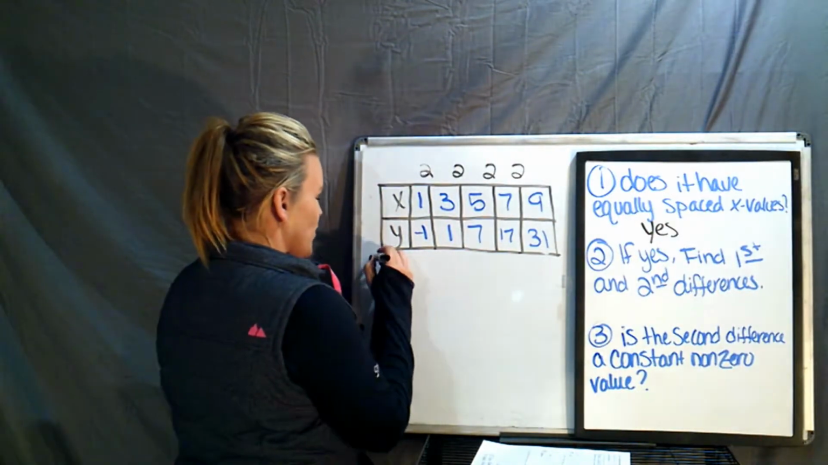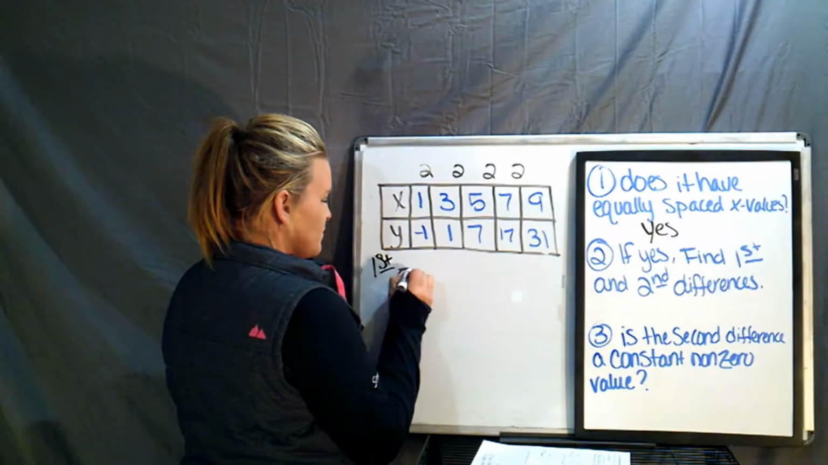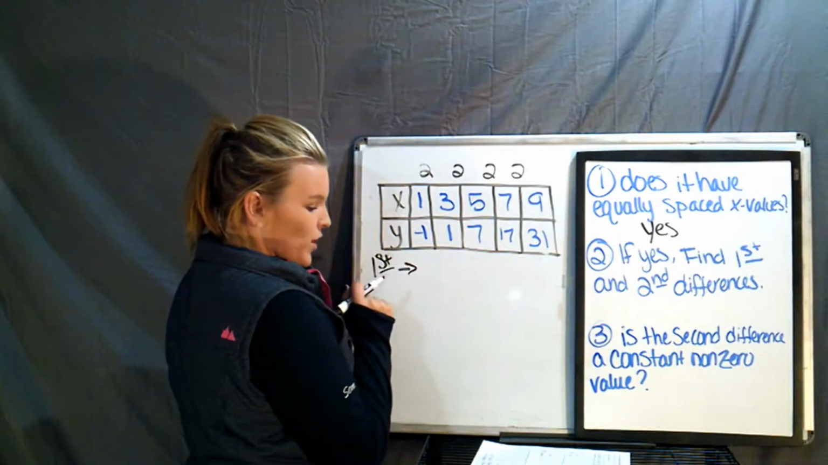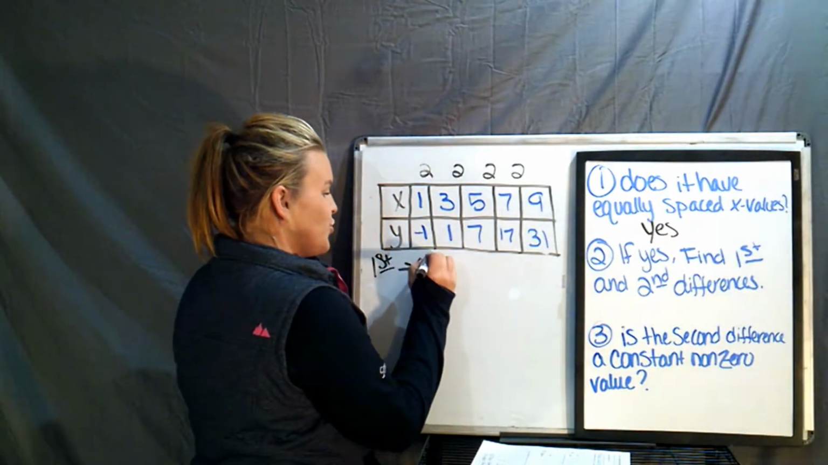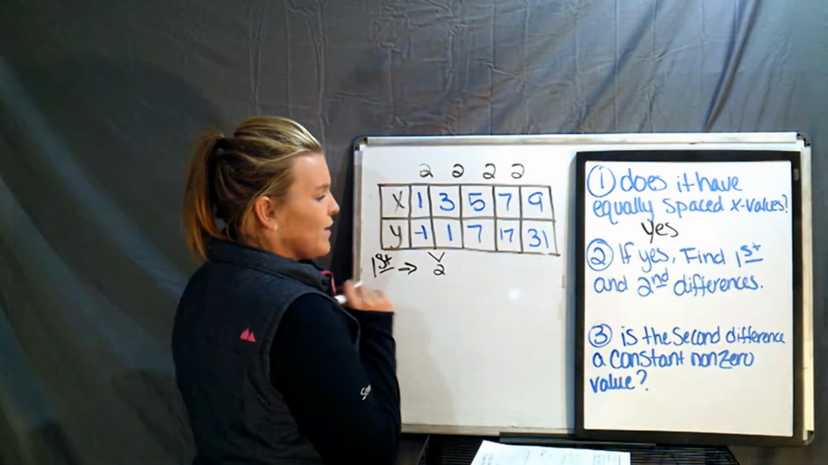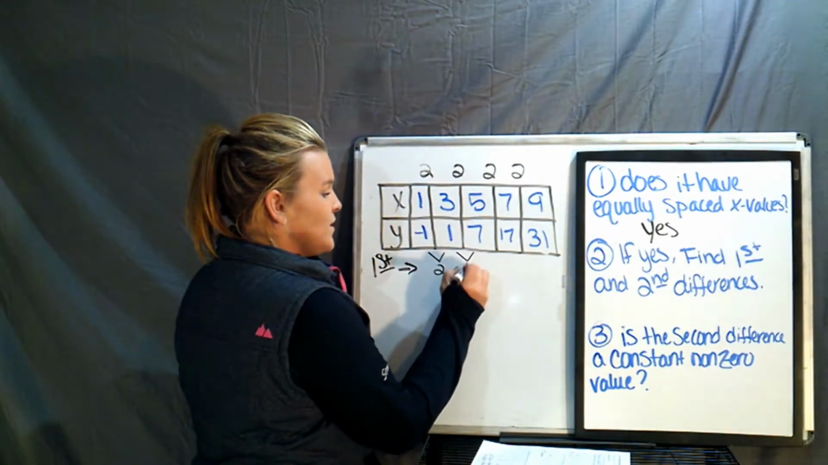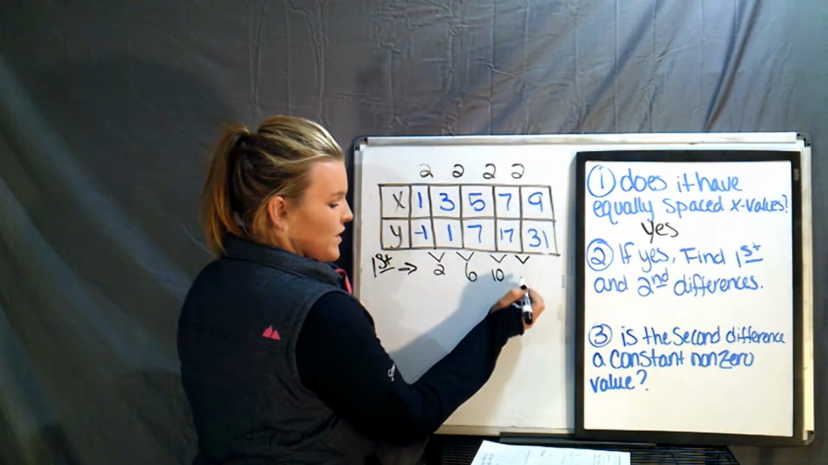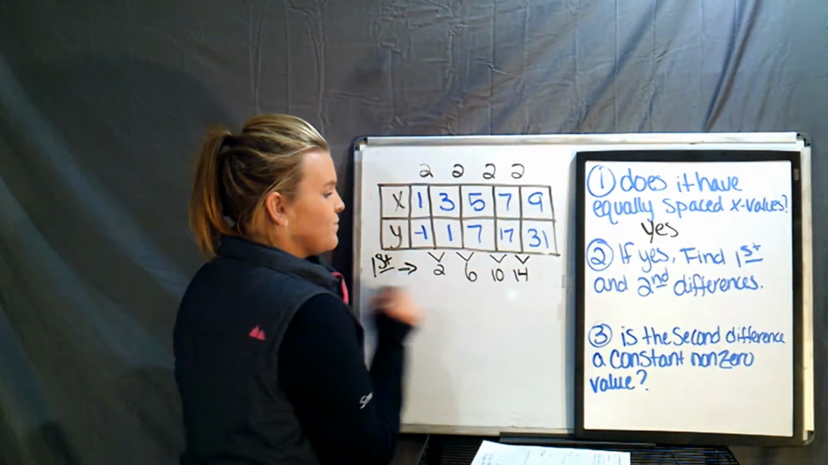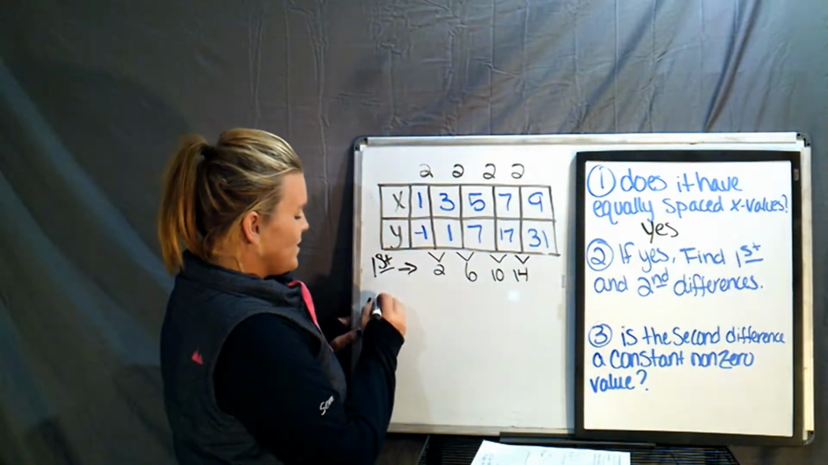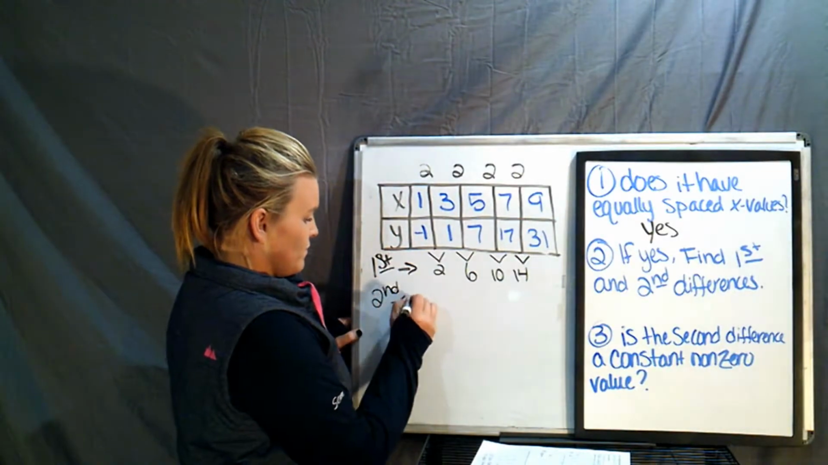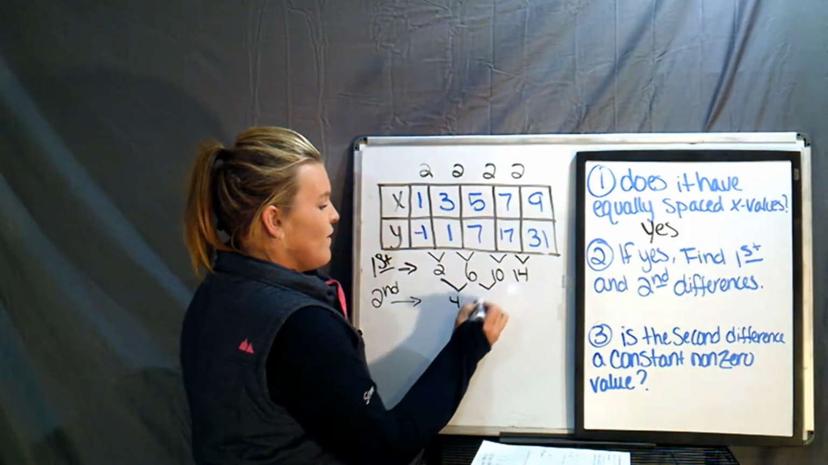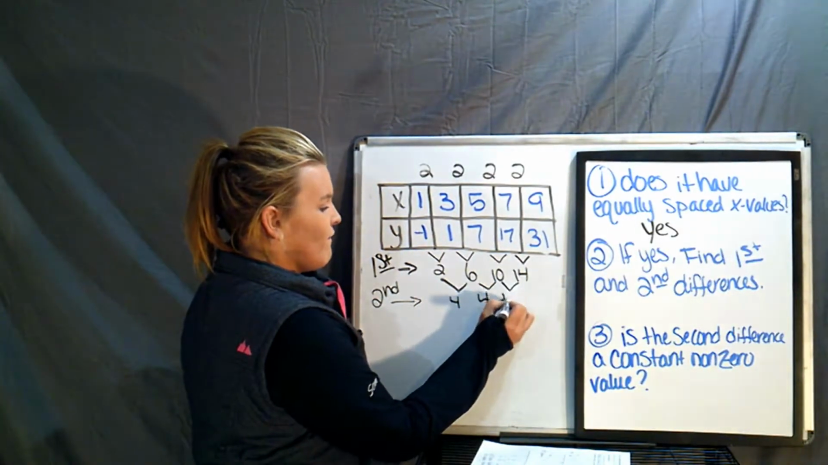So then, if yes, we're going to go ahead and find our first and second differences. So, I'm going to find my first difference. Now I can look at between -1 and 1, my difference will be 2. I like to put the arrows there so I know which numbers I'm talking about. Between 1 and 7, 6. Between 7 and 17, 10. Between 17 and 31, 14. Okay, so now I'm going to go ahead and find my second difference. And I'm just going to look here. 2 and 6, 4. 6 and 10, 4. 10 and 14, 4.